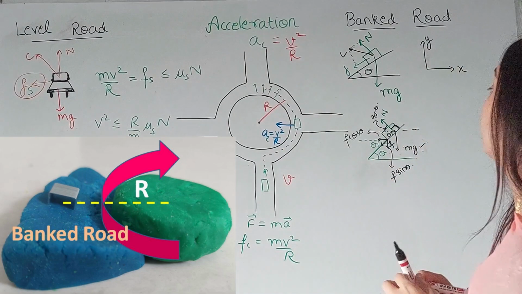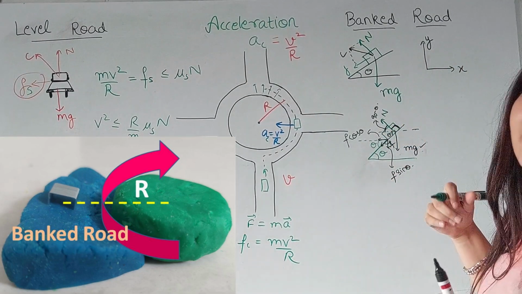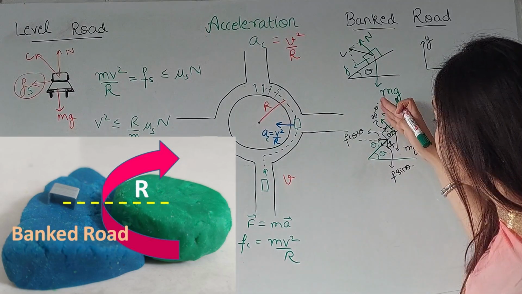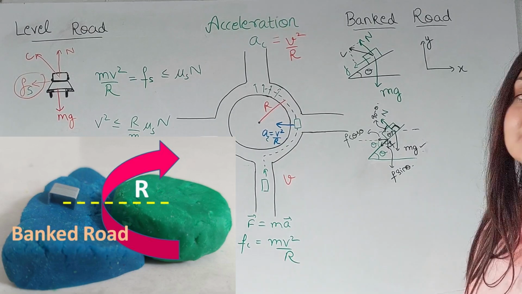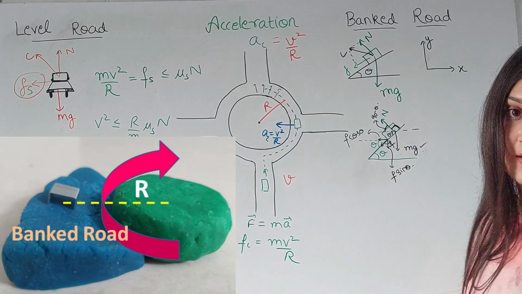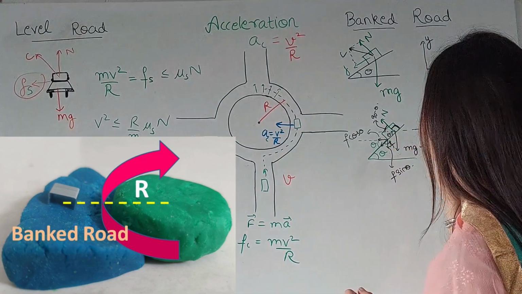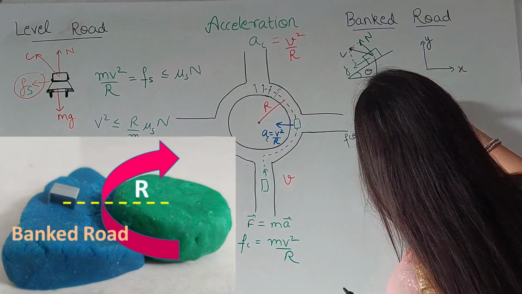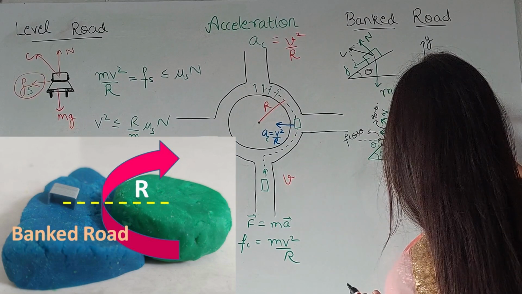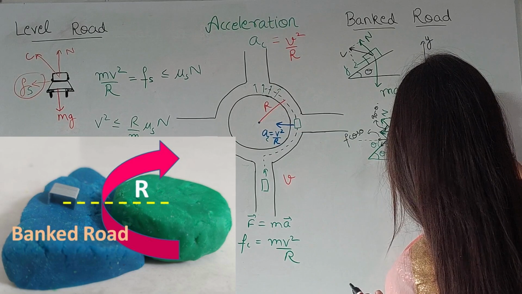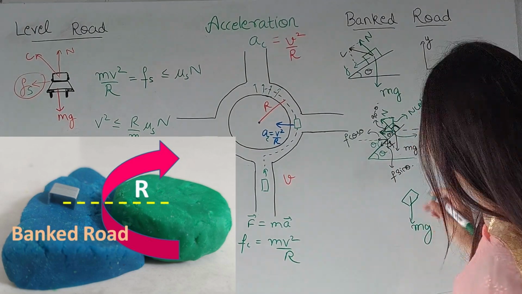Now if I resolve this normal force into the vertical and the horizontal components, what will I get? This will be n cos of 90 minus theta. Cos of 90 minus theta is sin theta. You should know these trigonometric relationships. So this will be n sin theta, and this vertically upwards component will be n cos theta. This is the clean diagram.